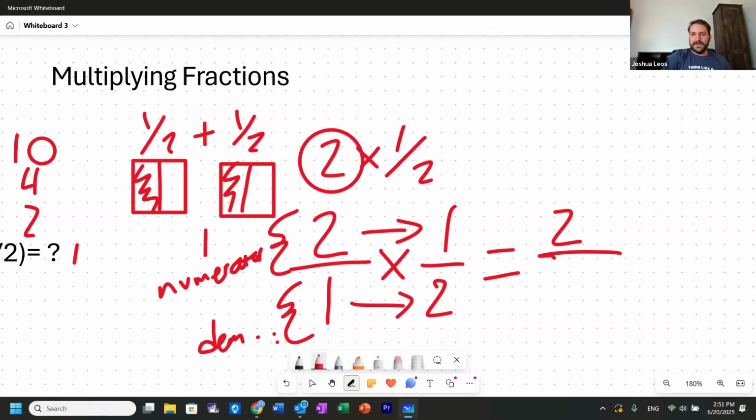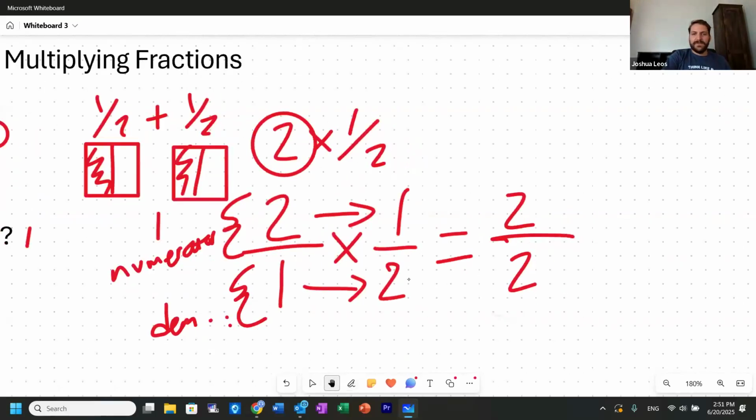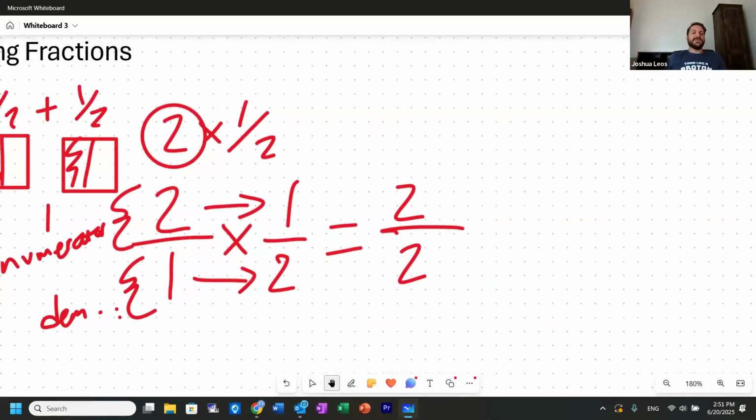One times 2, super exciting, is just 2. So in math, we don't want to leave this like this because it's more complicated than it needs to be. 2 over 2 is great. It's technically correct, and we like technically correct in math, but we also like easy. So instead of writing 2 over 2, we're going to simplify that fraction.